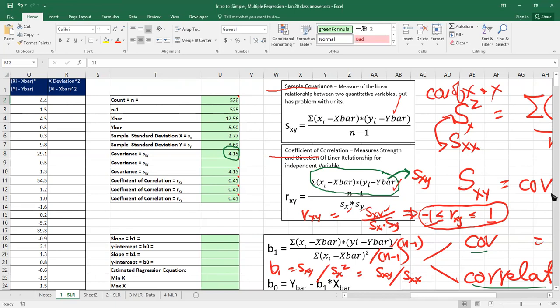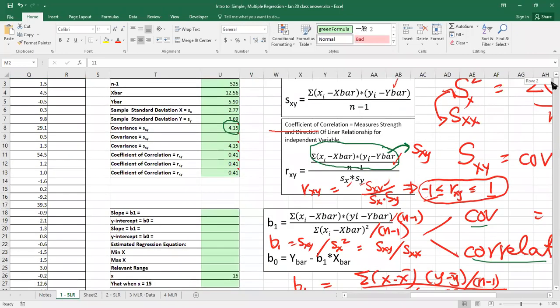So kapag malapit sa 1, kunwari 0.9, 0.8, it means there's a strong positive correlation between the two variables. Positive, ibig sabihin nun, when one variable increases, the other variable also increases. When one variable decreases, the other also decreases. Ang negative naman guys, opposite direction nila. Pag tumataas yung isa, bumababa yung isa. Okay? So that's what we did last time.